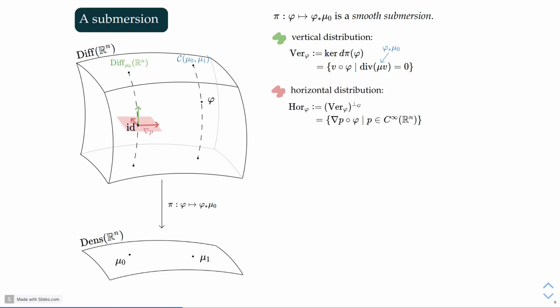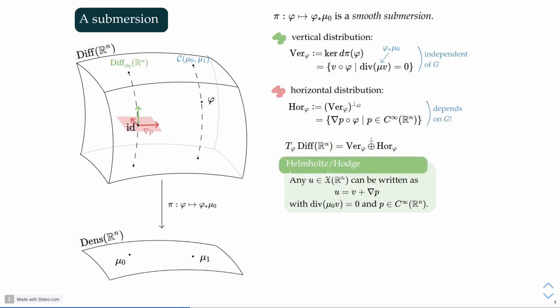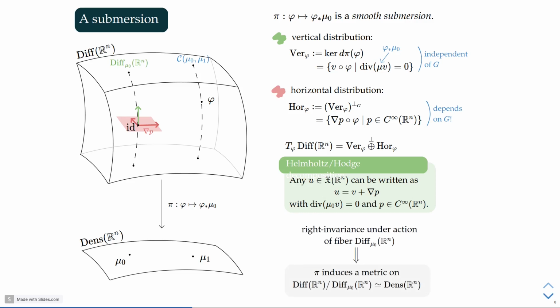And we can also define the horizontal distribution, which is the orthogonal complement of the vertical distribution with respect to the L2 metric, the metric G that we put on the diffeomorphisms. And we can simply use the Hodge decomposition and integration by parts to show that the horizontal distribution is the set of gradients of functions. And this is orthogonal with respect to the L2 metric to the volume preserving, the divergence-free vector fields. So we have a decomposition of the tangent space in Diff as the vertical space and the horizontal space.